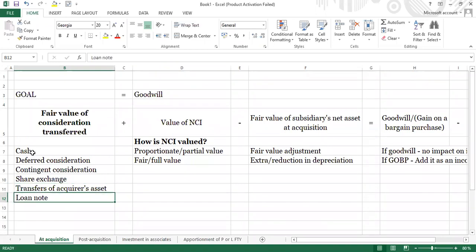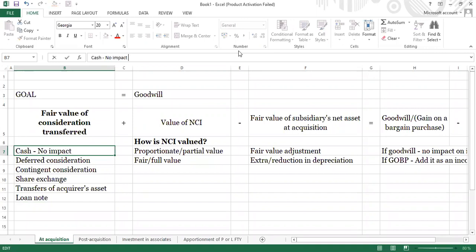For cash, that means you pay cash immediately on the date of acquisition. Cash as an asset, the question is, does it have impact on profit or loss? No. So I will just say no impact on consolidated income statement. So if you stumble on cash as a consideration transferred, just cash on its own, then it will not affect the preparation of your consolidated income statement.